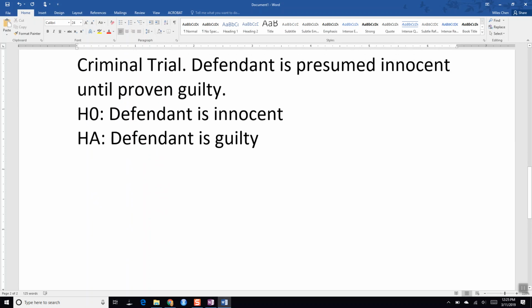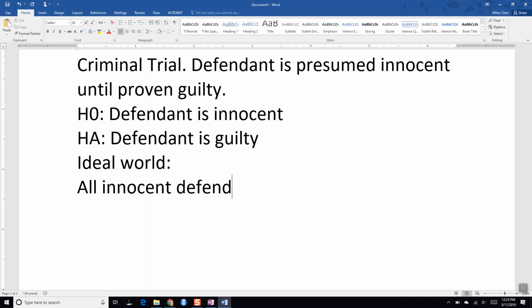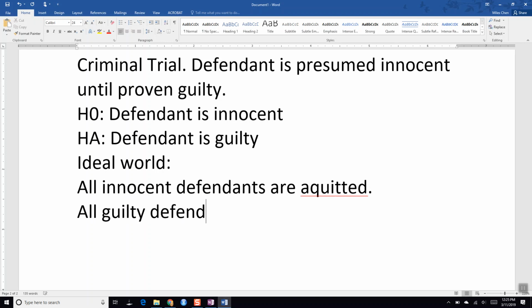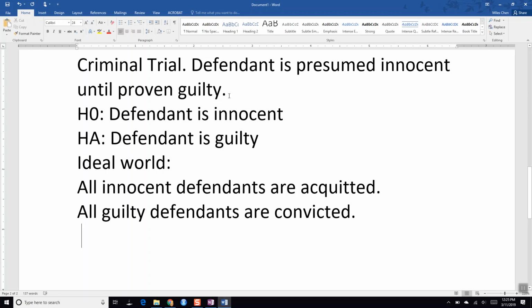Okay, so ideal world, all innocent defendants are acquitted. Okay, meaning they're let go. And all guilty people, all guilty defendants are convicted. How do you spell acquitted? There's a C in there. Okay. That's the ideal world. Okay.